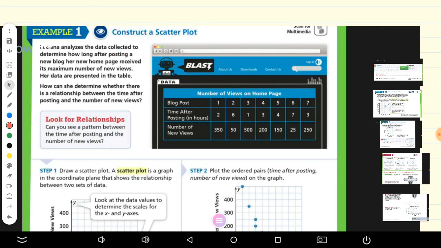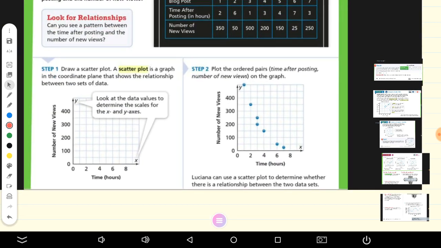as you see, the relation between any two sets can be represented in the coordinate plane by making a scale for x and a scale for y. So the first row represents the x-axis, and the second row represents the y-axis. So it's a relation between two sets, time and number of viewers.